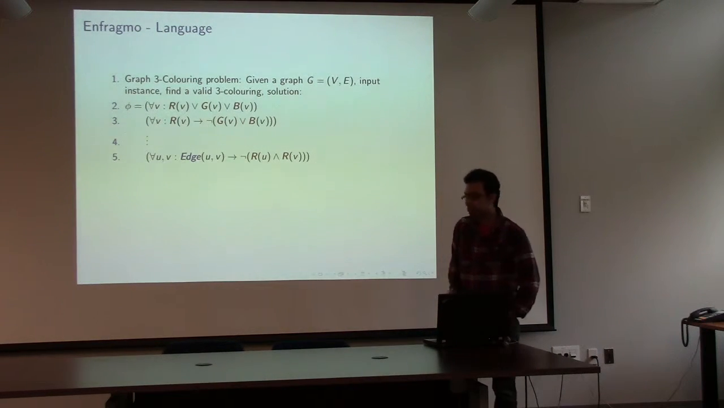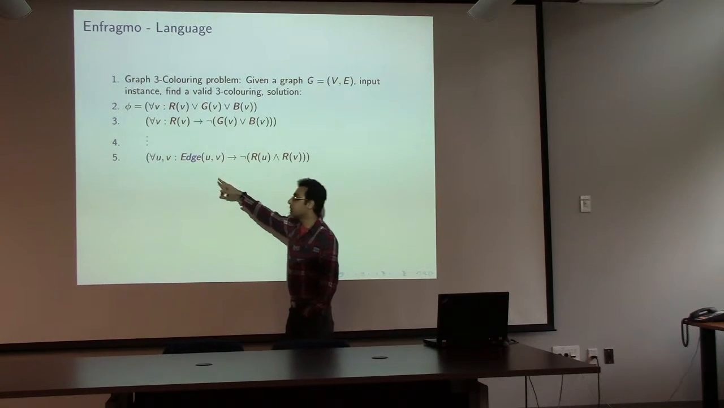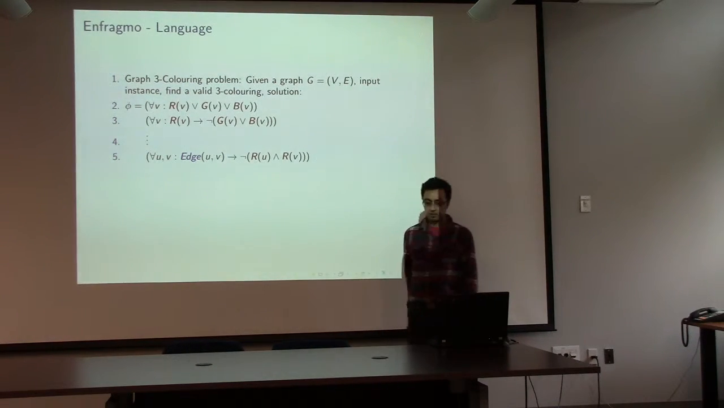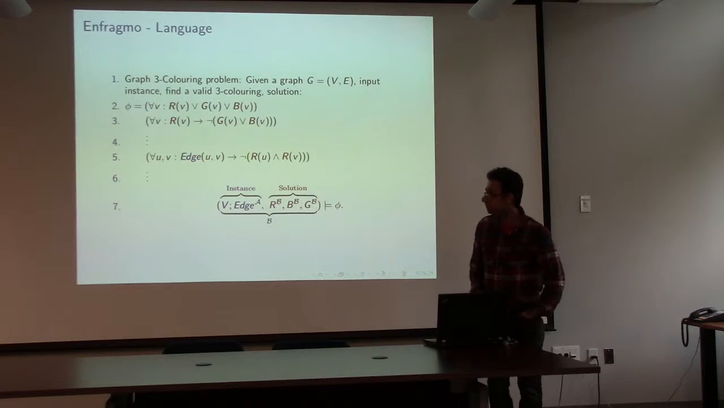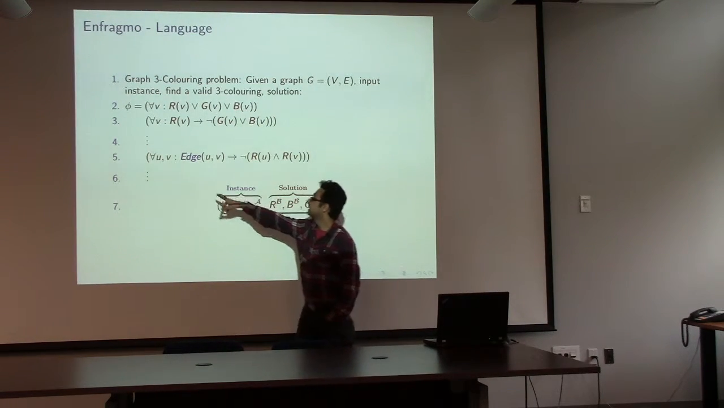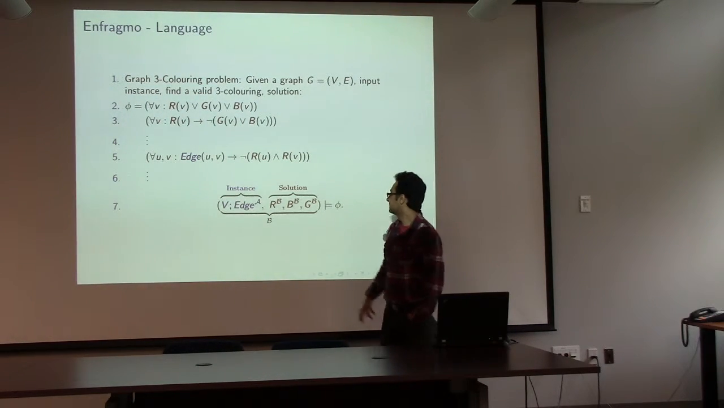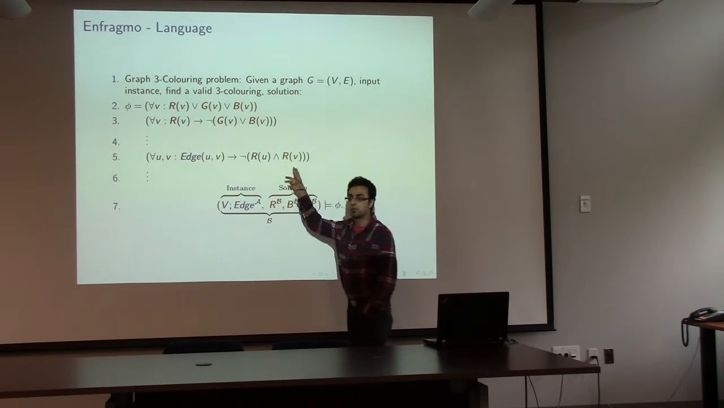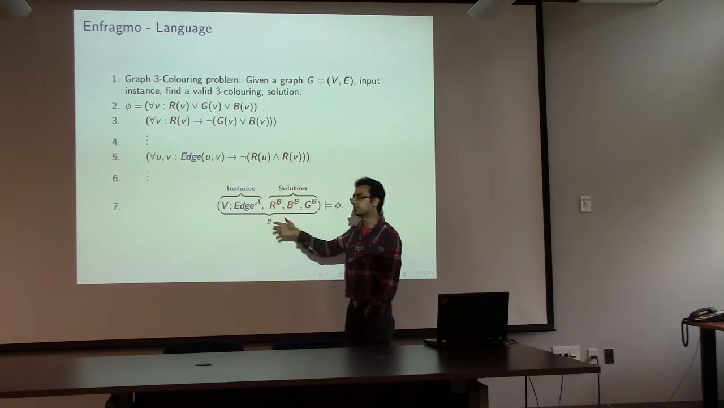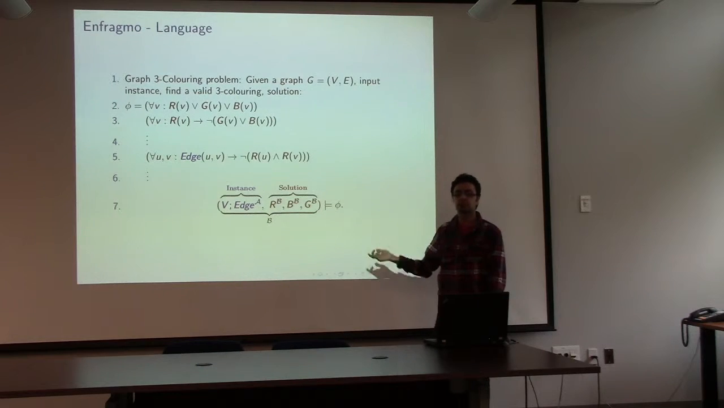And also we need something like this. If there is an edge between U and V, they cannot both be red; one of them should be not red. And the same way we need similar rules for green and blue. So here, as we see, the blue things are describing the instance, and the red are describing the solution. So if we can expand A to a structure B which satisfies this formula, we have a solution, a valid three-coloring for the graph.